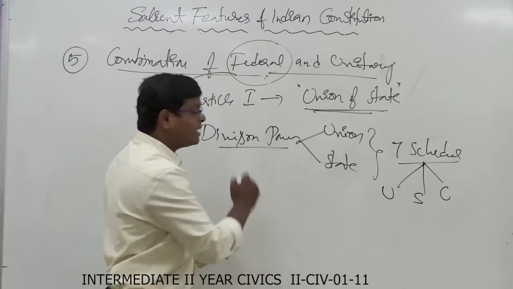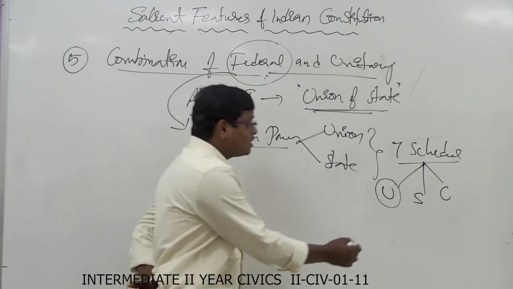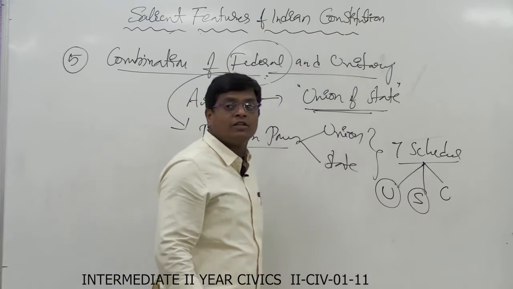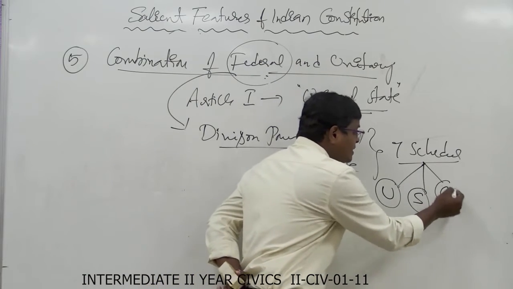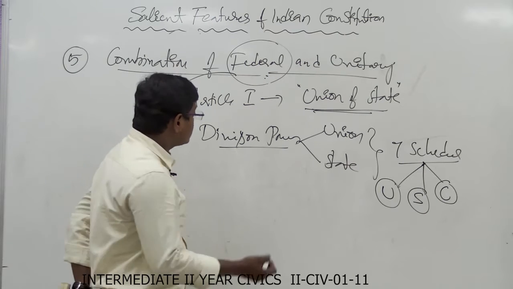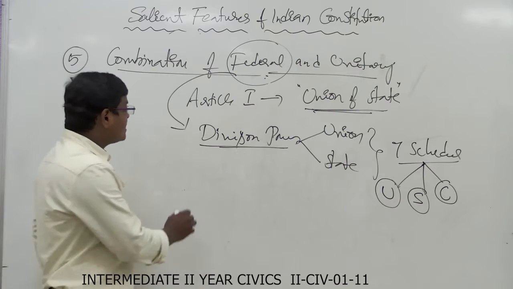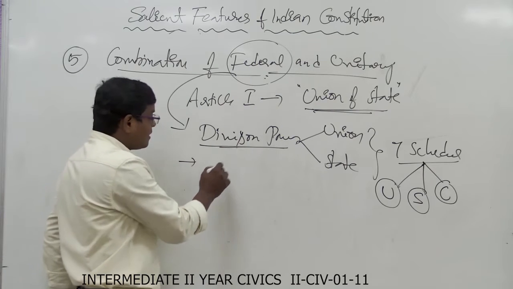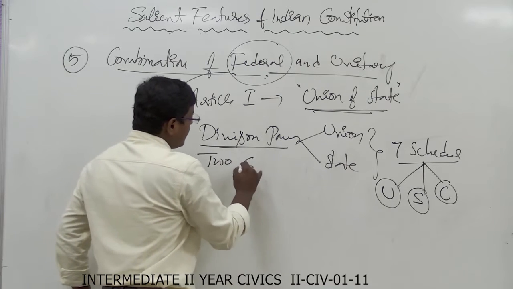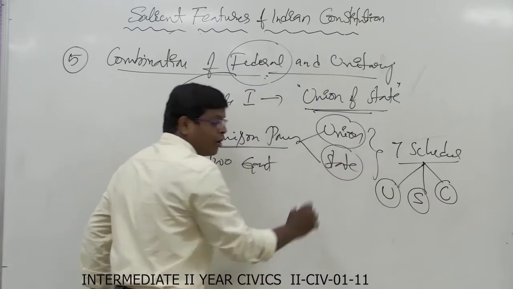Here the powers are divided. On the union list, the union government enjoys the powers. On the state list, the state government enjoys the powers. On the concurrent list, both the union and state enjoy the powers. That's why division of powers exists in India. At the same time, there are 2 governments: union government and state government.